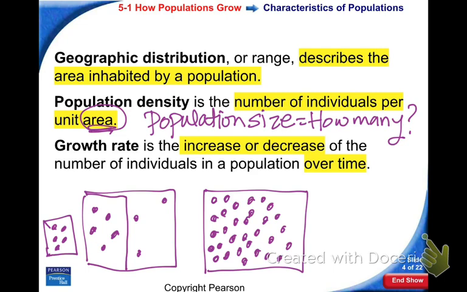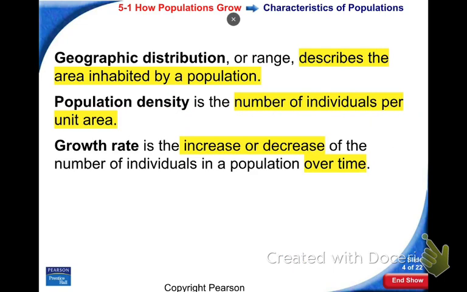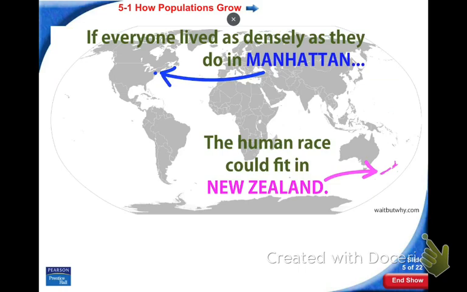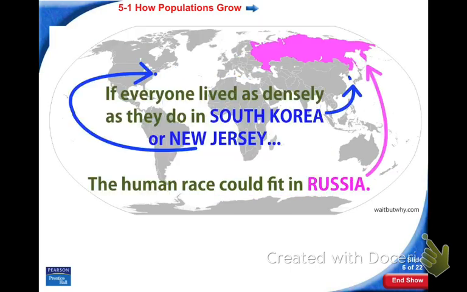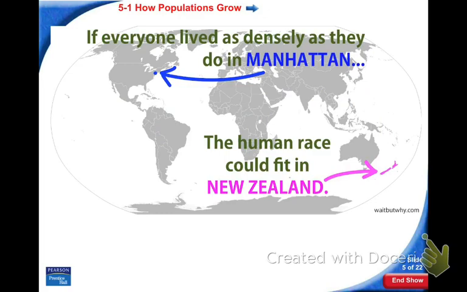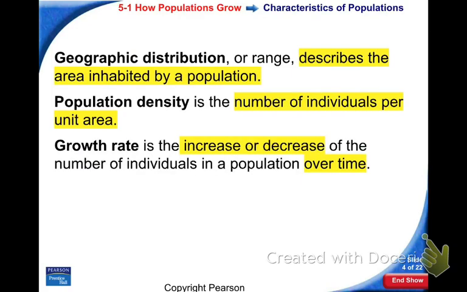Okay, growth rate. Growth rate can increase or decrease over time by different factors. Let's look at those factors. First of all, density. If everyone lived as densely as they do in Manhattan, okay, if we look at how close together people live to each other in Manhattan, we could take the entire human race and we could fit in high rises in the island of New Zealand.